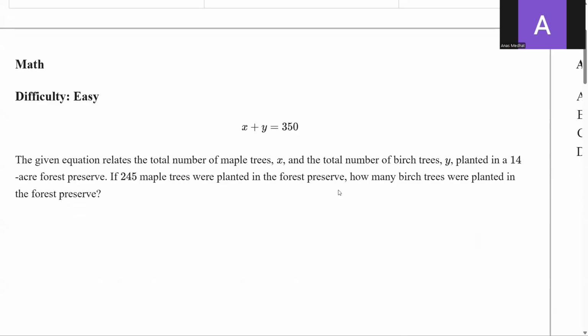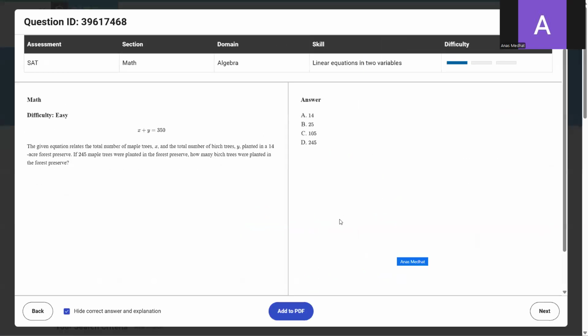Let's substitute and see. All you have to do is substitute and get the answer. Now find y, shift this to the other side. You will get 50 plus 55, which is 105. The answer is C.